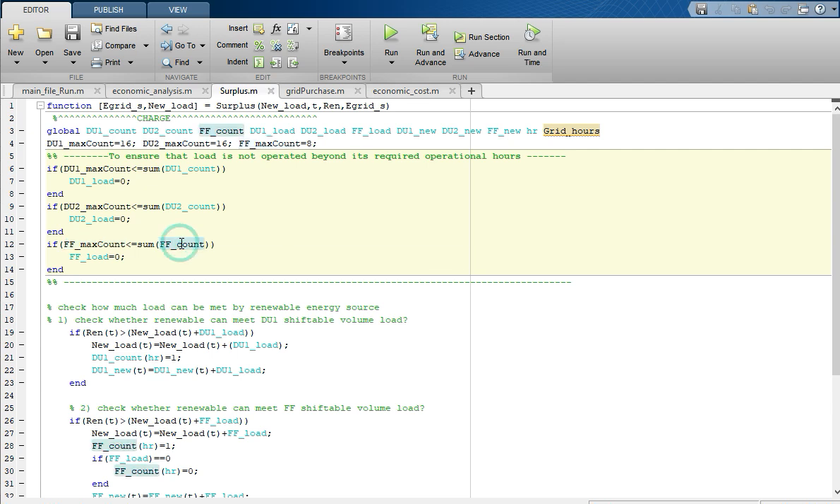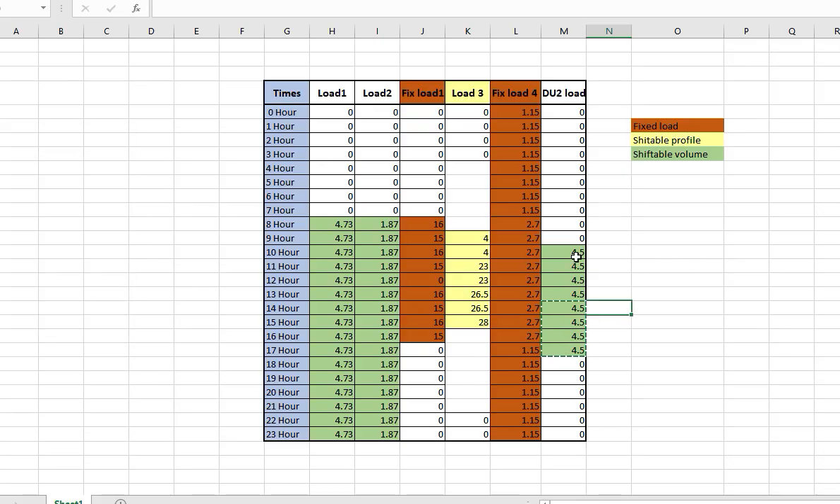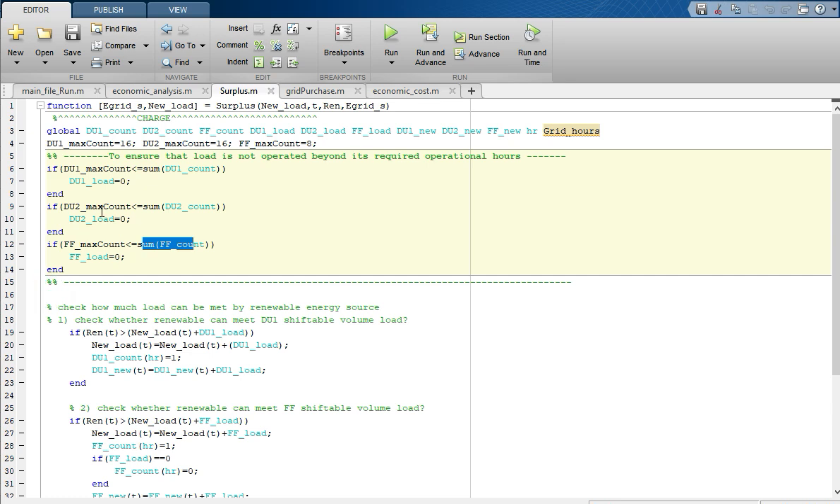If it tries to operate for more than 8 hours, as the maximum operation time of this one is 8, then this function will stop it and make this load 0. Similarly, DU1 will be operated at maximum for 16 hours, DU2 for 16 hours, and FF for 8 hours. So this is limited by these max functions: DU1 max, DU2 max, and FF max are the operational times.